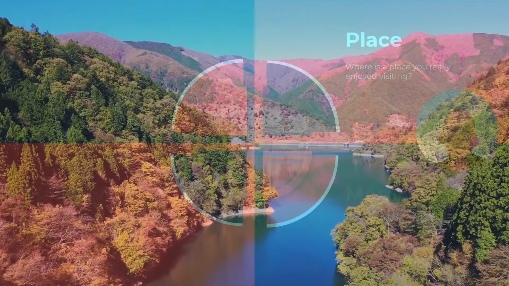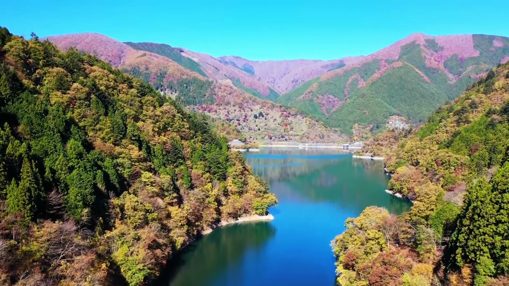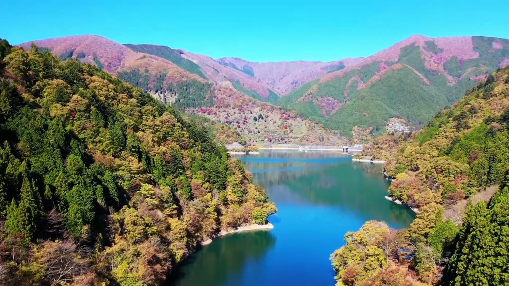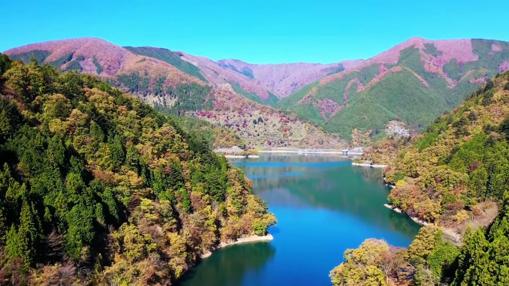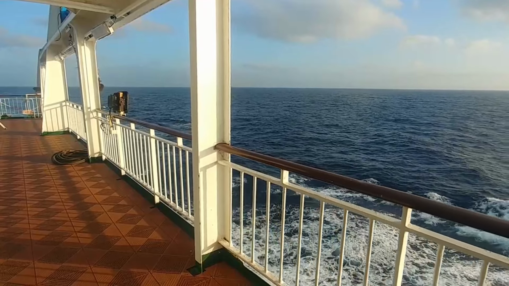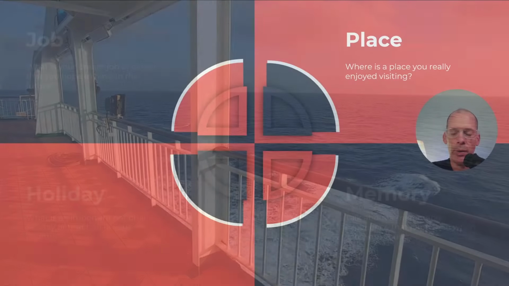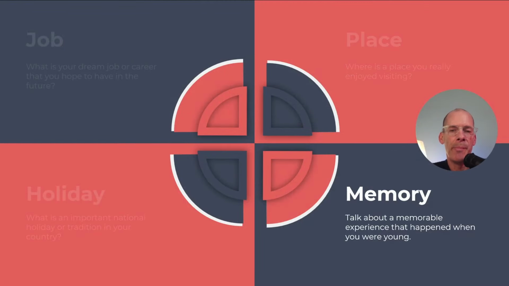The next one's called place. Where's a place you really enjoyed visiting? When you were a kid, maybe you went to Disneyland. Maybe it was a trip overseas you took to Europe, a cruise. It could be in your own town or your own city. Think about that one.